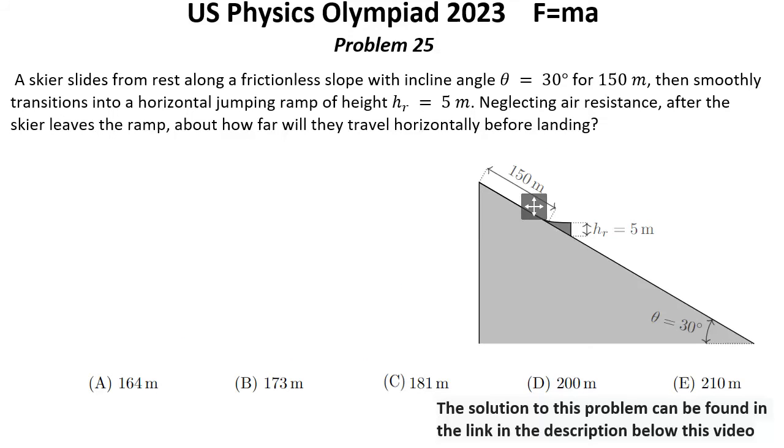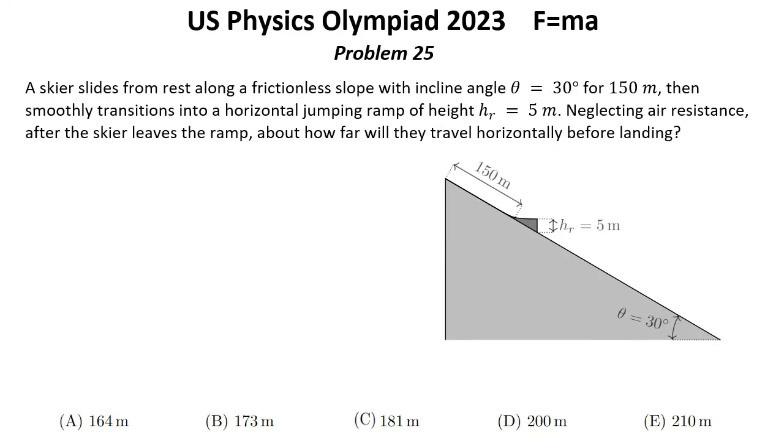Problem number 25. A skier slides from rest along a frictionless slope with the incline angle theta equal to 30 degrees for 150 meters. Then smoothly transitions into a horizontal jumping ramp of height HR equal to 5 meters. Neglecting air resistance after the skier leaves the ramp, about how far will they travel horizontally before landing?